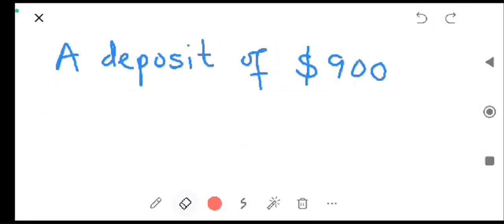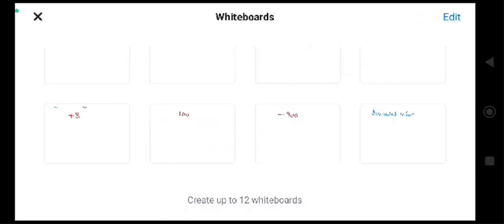More statements. We have a deposit of 900. The word deposit is talking about what? Positive integer. So because of this word deposit, I will write plus. Then this 900, write it beside the plus. It's as simple as that.